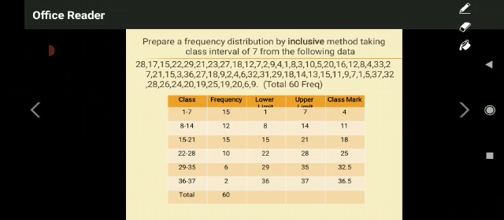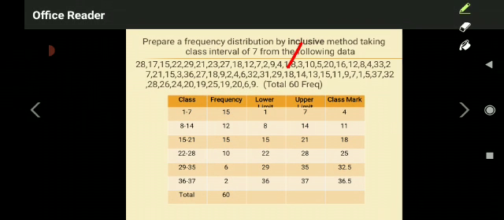For 60 frequencies, how to prepare the class interval is the main important aspect. You have to understand how to prepare the class interval. The class interval is 7. It is given very clearly in the question. If the class interval is 7, automatically what you have to do is search for the minimum observation in the data. I hope you understood. You have to search for the lowest observation in the data. The lowest observation is how much? That is 1. Okay, the lowest observation is 1, for example.